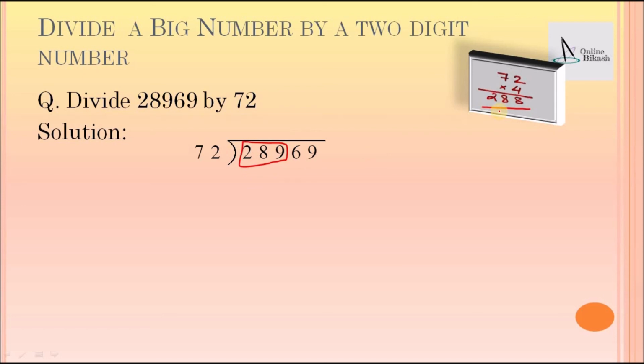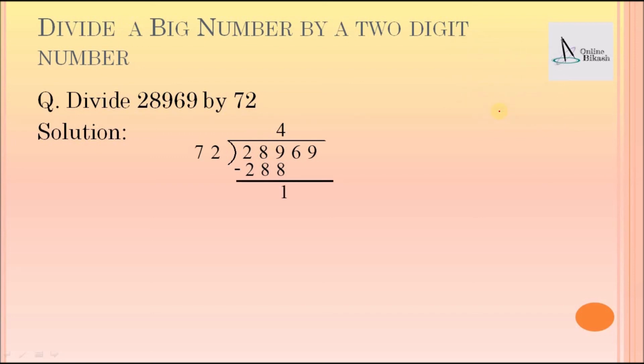After just 288, what comes? 289. Yes or no? So we need not check what 72 times 5 is. We are sure that 72 times 4 is 288 and 72 times 5 will definitely be bigger than 289. Okay, so in that case 72 times 4 is 288. We write that, and we subtract, and if we do the subtraction, then 1 is the answer. And wait, we have another number left in the dividend, that is 6. So bring down that 6.